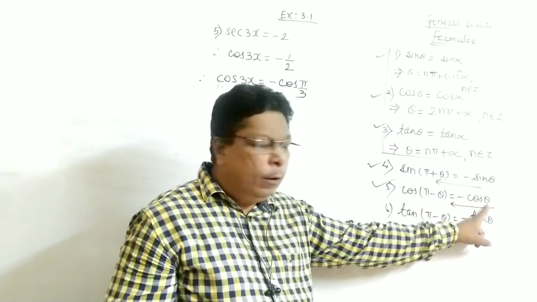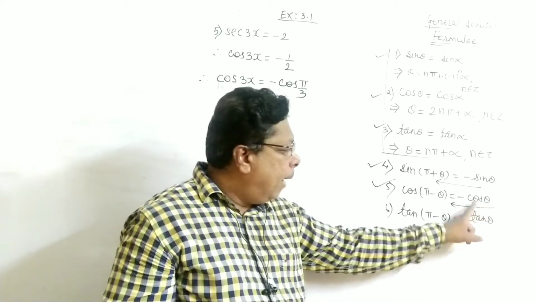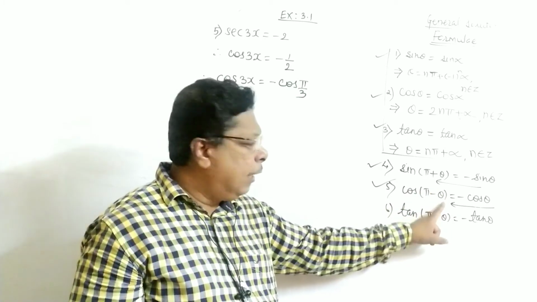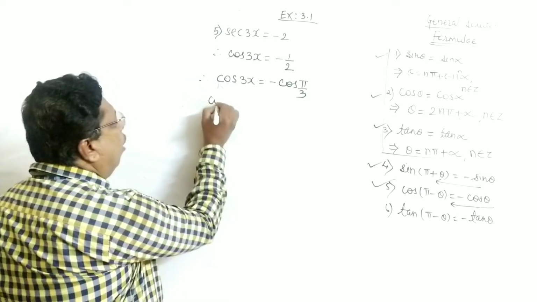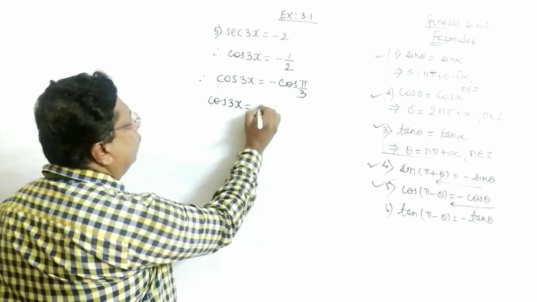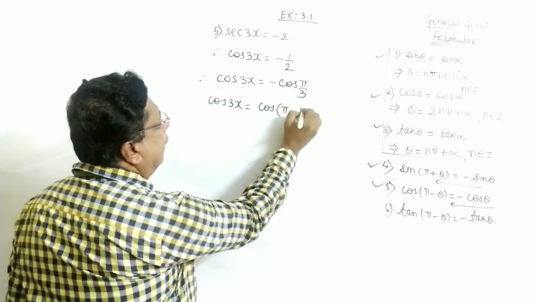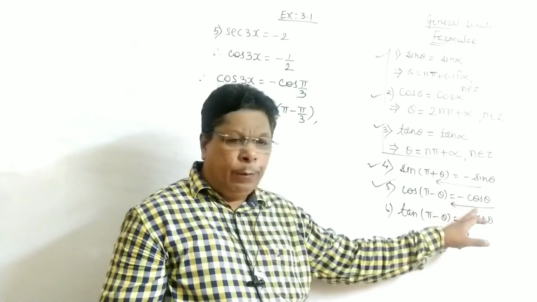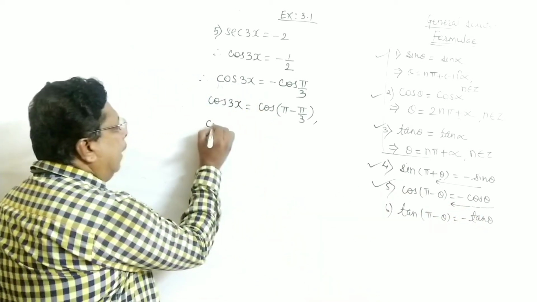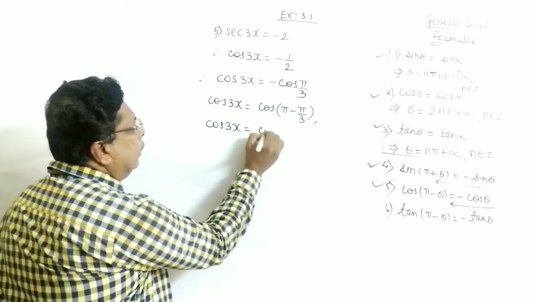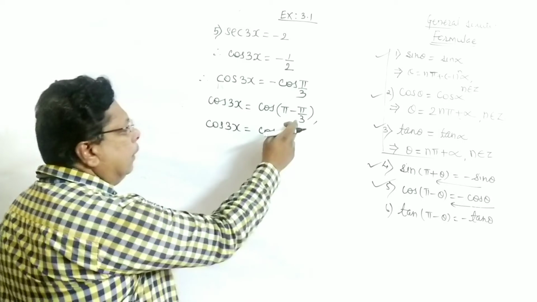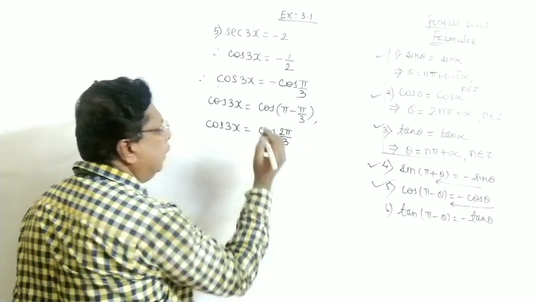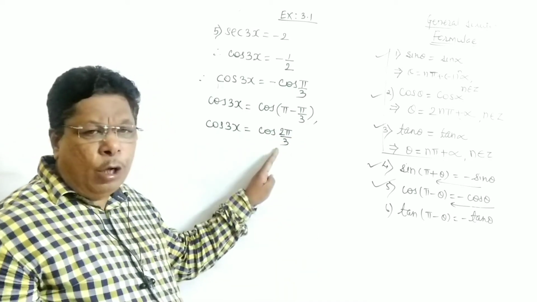So if we take theta equal to pi by 3, it becomes minus cos pi by 3. Minus cos pi by 3 becomes cos pi minus pi by 3 by replacing theta equal to pi by 3. So this becomes cos 3x is equal to cos pi minus pi by 3. By using the formula cos pi minus theta equal to minus cos theta, this can be written as cos 3x is equal to cos pi minus pi by 3. Simplify, 3 into pi, 3 pi minus pi, that is 2 pi upon 3. Cos 3x is equal to cos 2 pi upon 3.